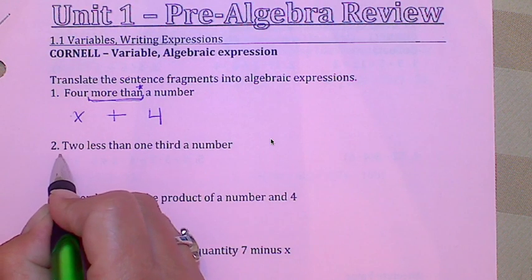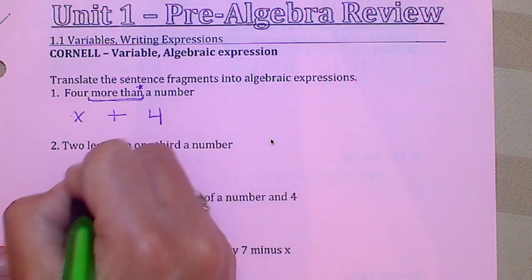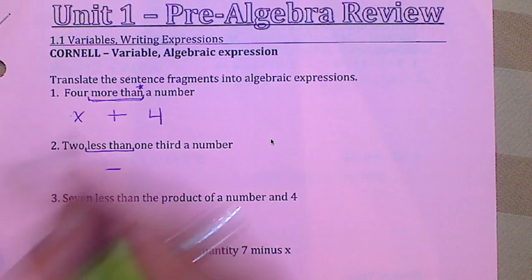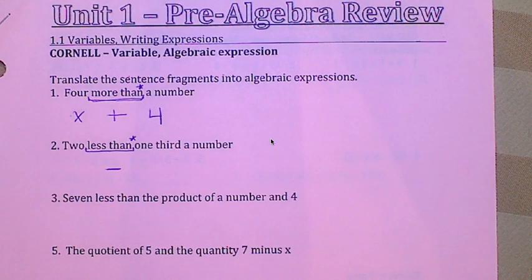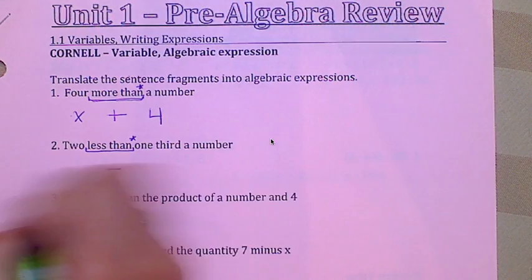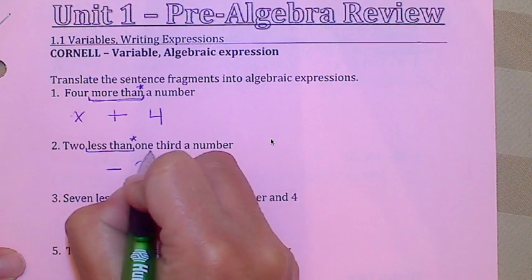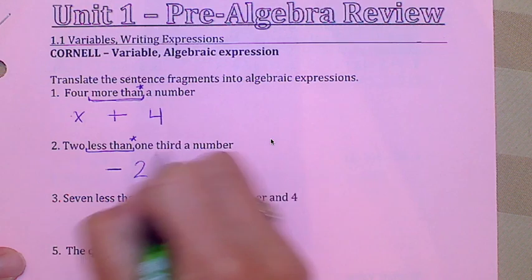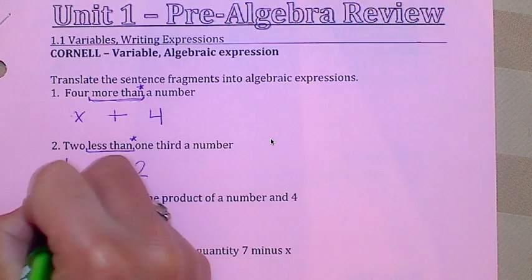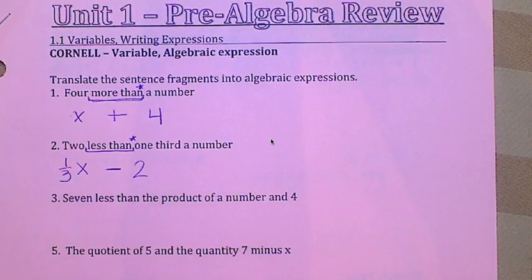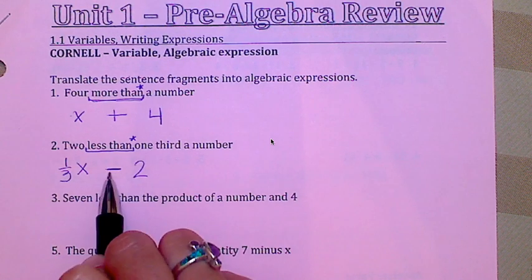Number 2, 2 less than 1/3 a number. So first of all, find the less than. We know that's going to be subtraction, but because it is less than, remember again, we need to flip it. So another way you can think about it is to go backwards. As soon as you see less than, you can go 2 less than, and then 1/3 of a number is going to be 1/3 x. Or you can put x over 3. 1/3 of x minus 2, or 2 less than 1/3 a number.